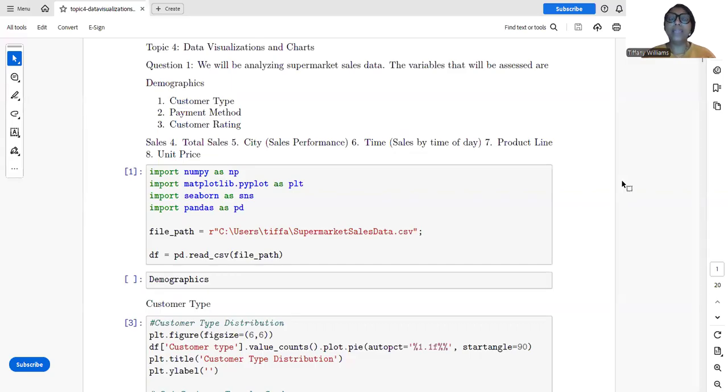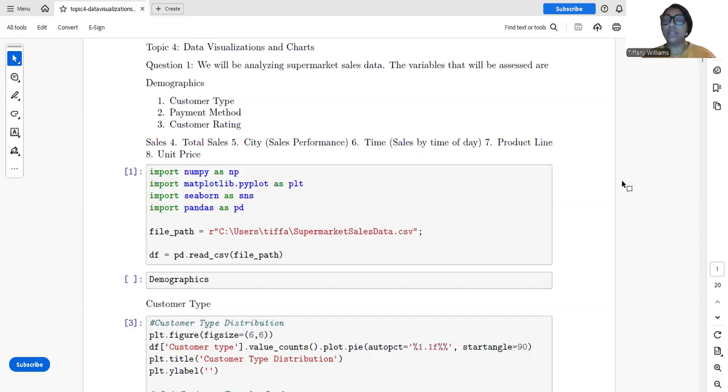So today we will be analyzing data visualizations and charts and seeing which ones work best and creating a report based on a data set that we have chosen. I have chosen supermarket sales data, and so we'll be looking at areas of demographics and sales.